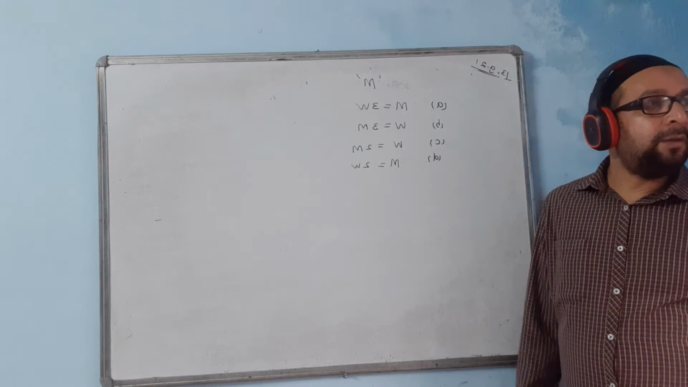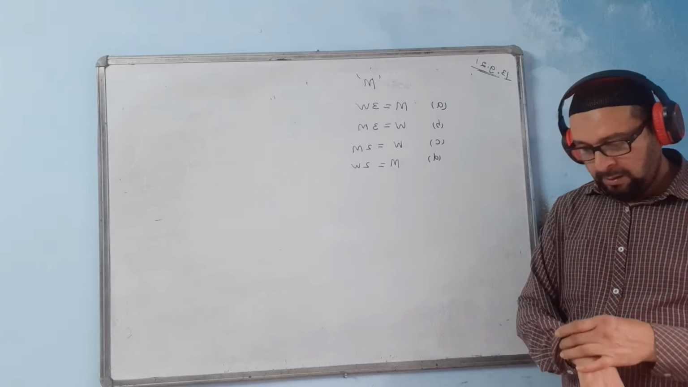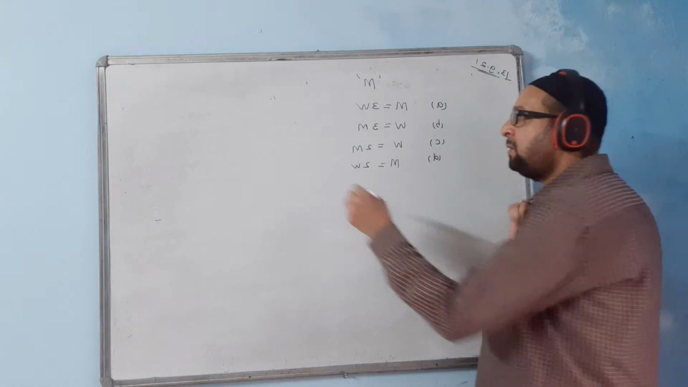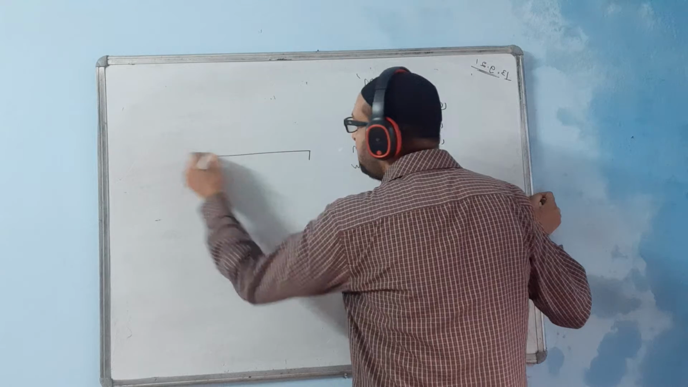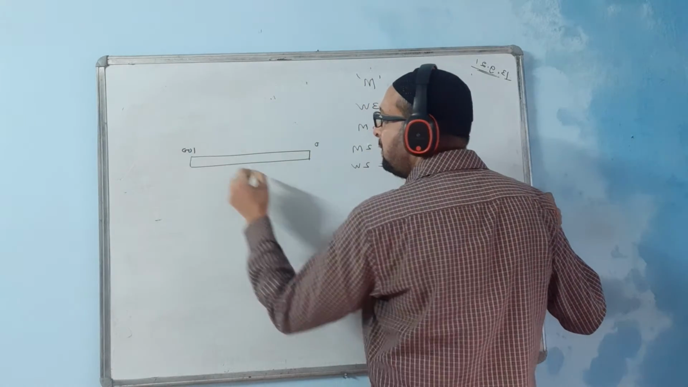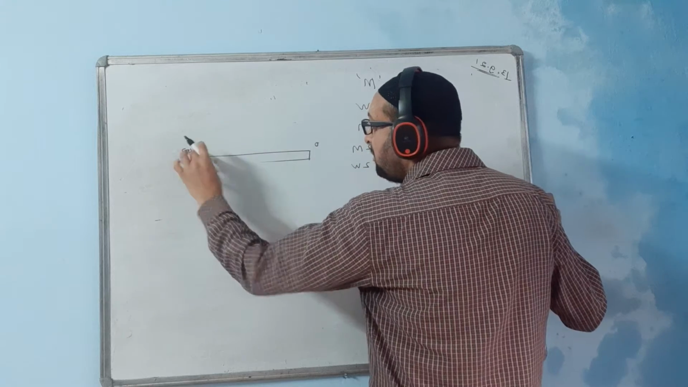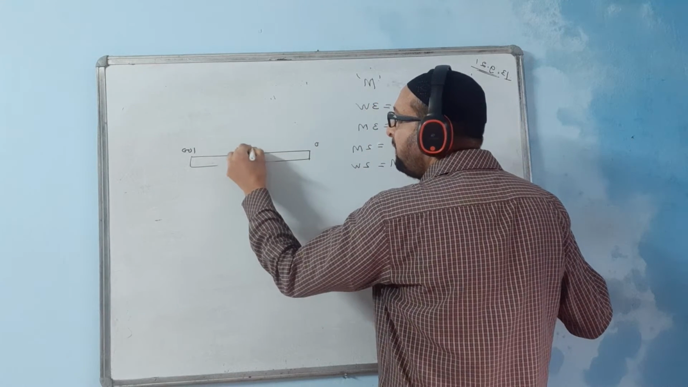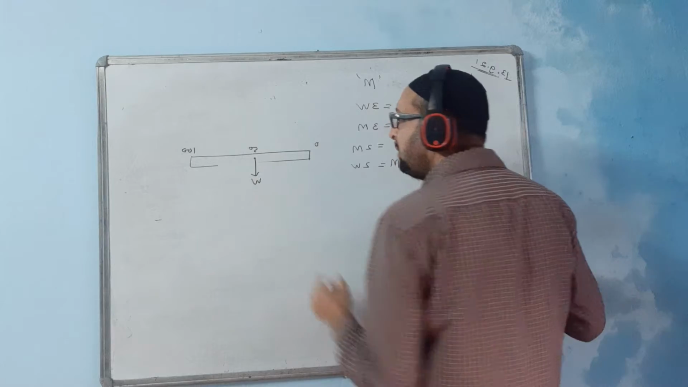Question says a uniform meter rule. We will draw a uniform meter rule first. According to the question, we proceed like this. This is 0, this is 100. Weight of the ruler is given. Weight of the ruler is given, W. So W will be here at 50. W is acting here.